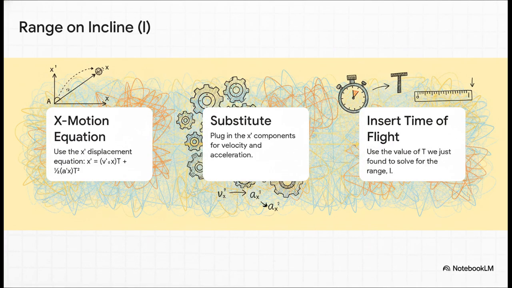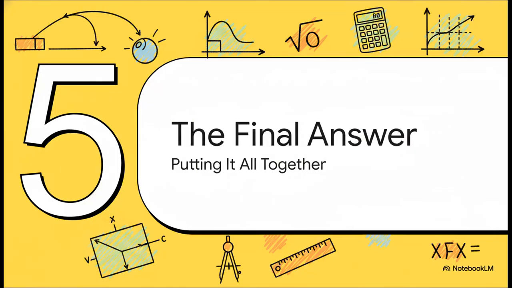Now that we have the time, we can finally find the distance we're looking for. The range L is just the distance traveled along our new x' axis during that time of flight t. We just have to plug in all the values we found, our initial x' velocity, our x' acceleration, and the time t that we just calculated. We've done it. We've done all the hard physics. We've analyzed the fall, the bounce, and the flight. All that's left is to substitute everything into that range equation and let the algebra do its thing.